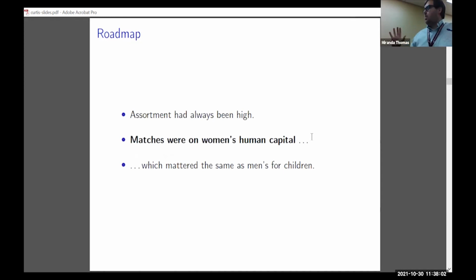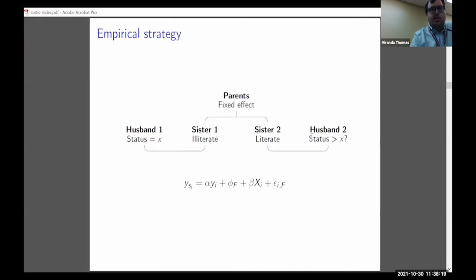The next part of my paper is I'm going to show you that these matches really are on individual human capital, and they're taking into account the human capital of the woman. So you might think that perhaps marriages are an alliance between families, and you're really marrying into a family. So what I'm going to do here is use parental fixed effects. The idea is I'm going to find a family where one sister cannot sign her name, one sister can sign her name, and then I'm going to see if their husbands look different.